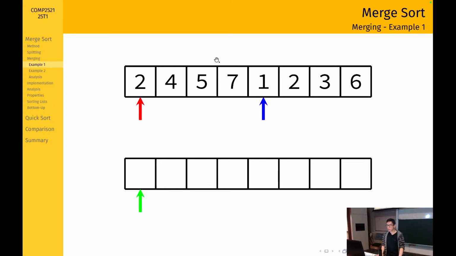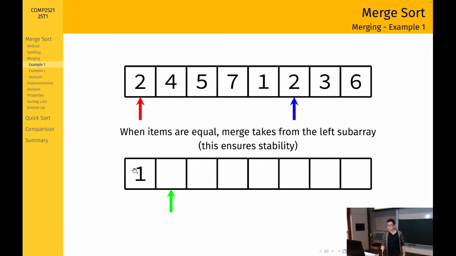So we have two sorted subarrays, right? We got 2, 4, 5, 7, and 1, 2, 3, 6. Since the two subarrays are sorted, we know that the smallest element overall has to be either this element or this element. So we just compare them, figure out which one is smaller, and then copy that element into our temporary array. So we take the 1 and copy it into our temporary array.